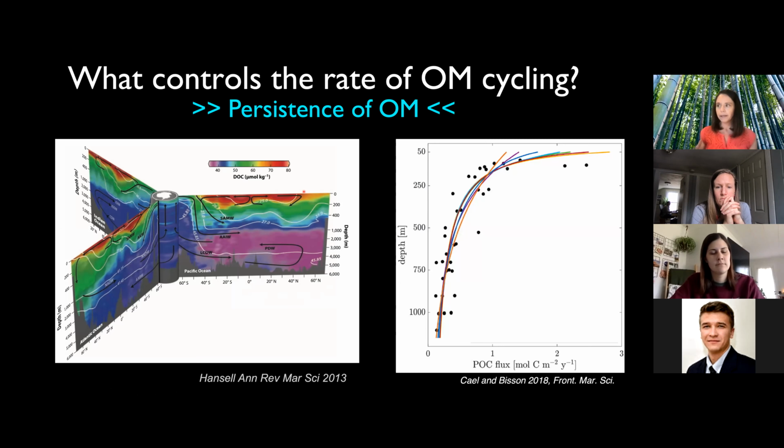So we had started by thinking about DOM, such a large pool. But we've also been thinking a bit about particulate organic matter, which also shows this accumulation, obviously highest concentrations in the surface ocean. And then as it sinks, it's consumed by heterotrophic microbes. So we also have this vertical gradient.